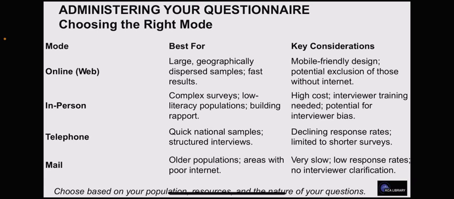And if it is a telephone, it's quick national samples and structured interviews. Or if it is a mail, if your questionnaire is coming from the older populations, areas with poor internet mainly. So you try to choose based on your population, resources, and the nature of your questions. Now the key consideration when we are trying to administer our questionnaire, in case it is online, you try to be mobile friendly in design, as it can create potential exclusion of those without internet.